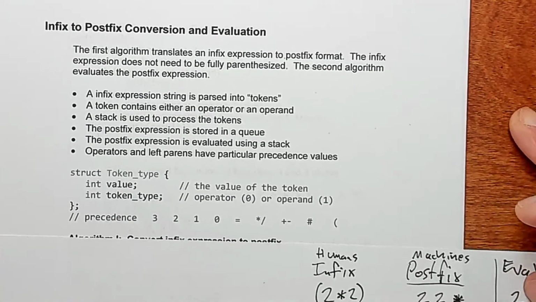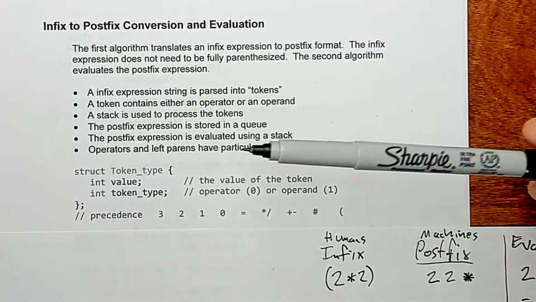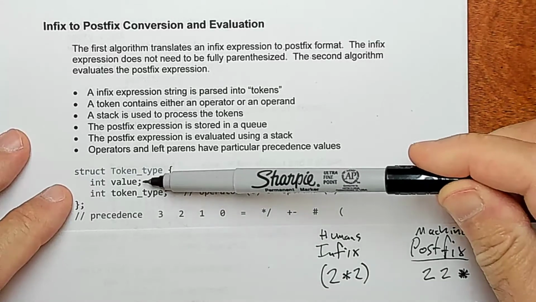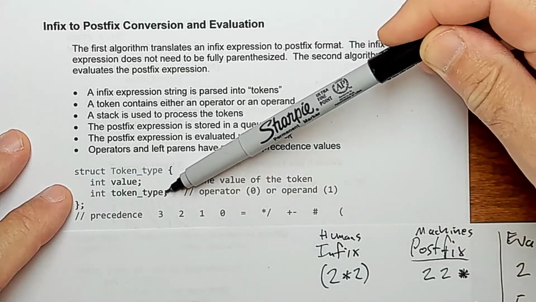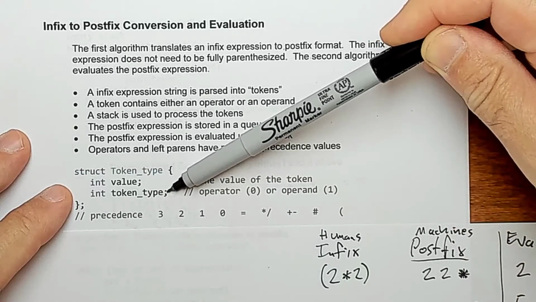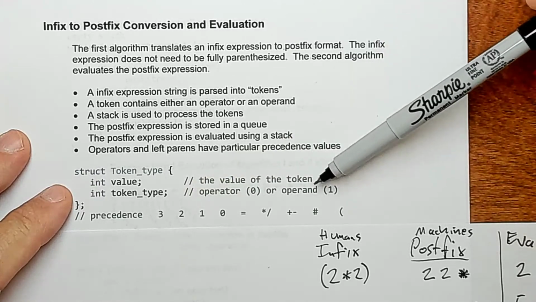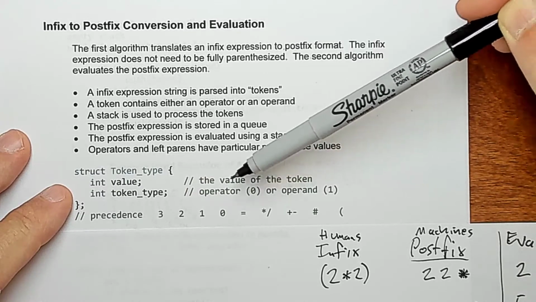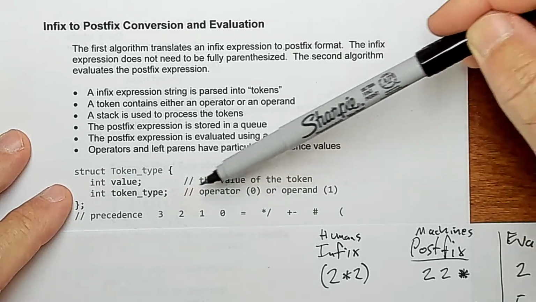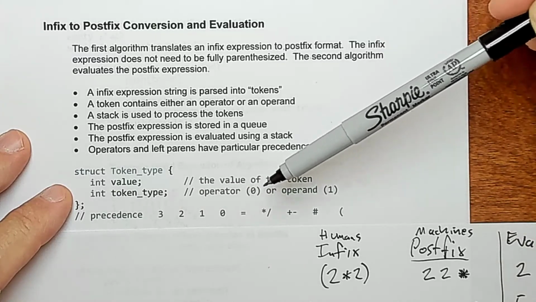Okay, so here's, if we were going to implement it, it might look like this, the token. It has a value in it and the token type. So if it were an operator, like multiplication or division or parenthesis, then it would have a token type of 0.